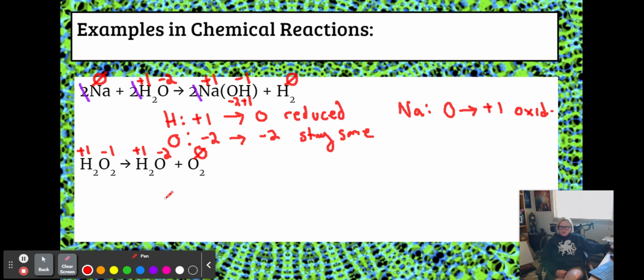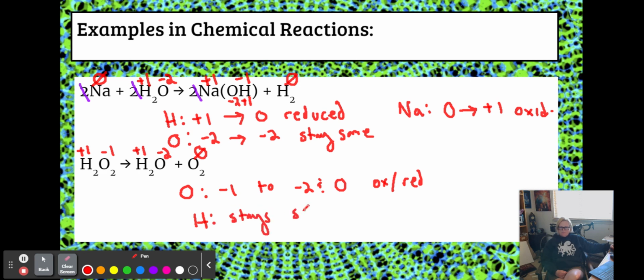So oxygen here is doing a couple of really weird things. Oxygen is going from a -1 to a -2 and a 0. So it is being oxidized and reduced at the same time. So you're going to have an oxidation and a reduction going on. And hydrogen, nothing happens, it stays the same. So those are a couple of examples of how to come up with your oxidation states and decide what's being oxidized and what's being reduced in chemical reactions.